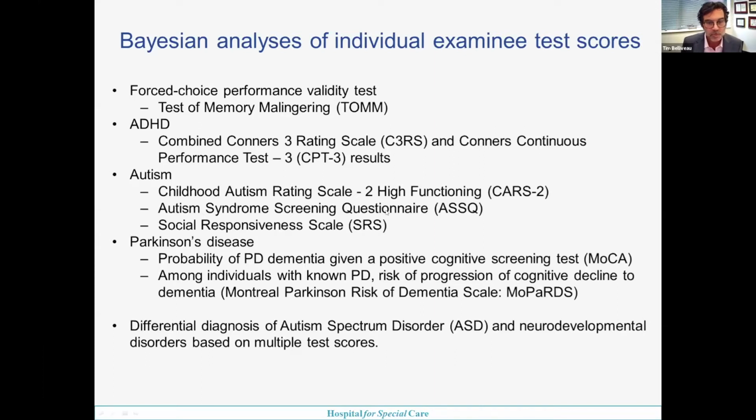The examples that we'll be using are looking at test scores from a test for malingering, the TOMM. We'll also look at some tests trying to move from a pre-test probability to a post-test probability for ADHD, autism, some aspects of Parkinson's disease, and then we'll share with you where we're at in our attempt to develop a machine learning algorithm to assist the diagnostician in the differential diagnosis of different neurodevelopmental conditions.